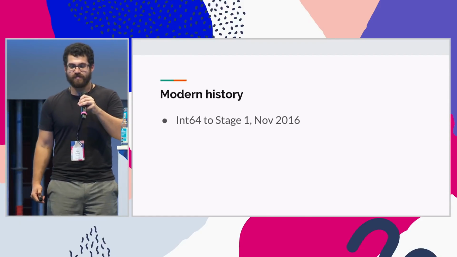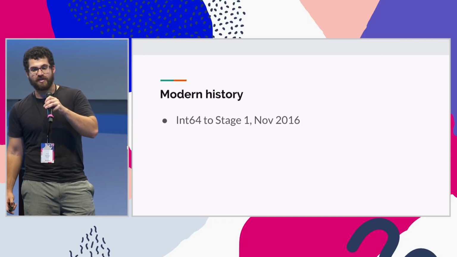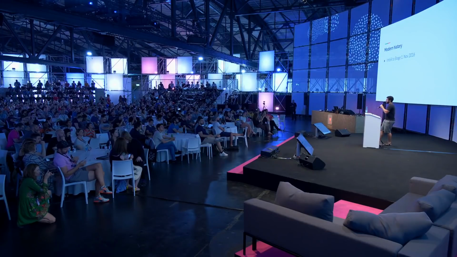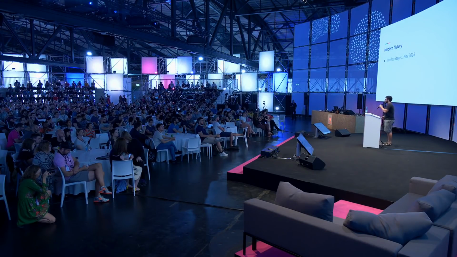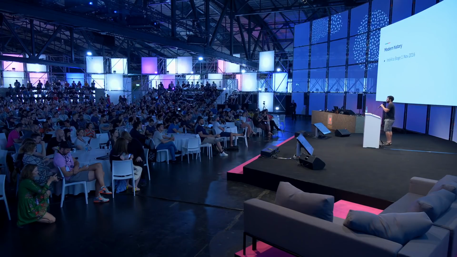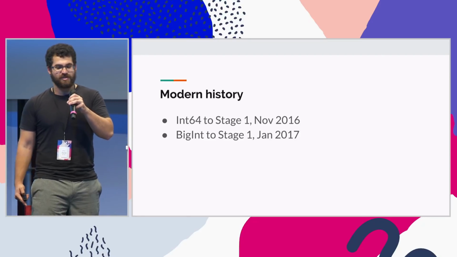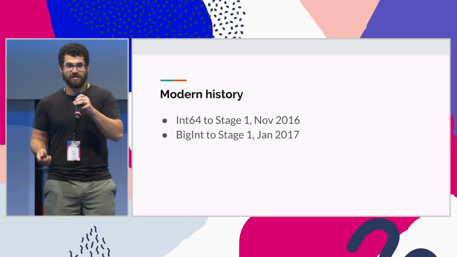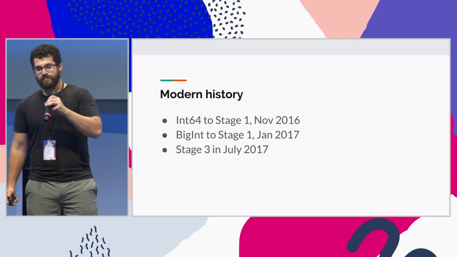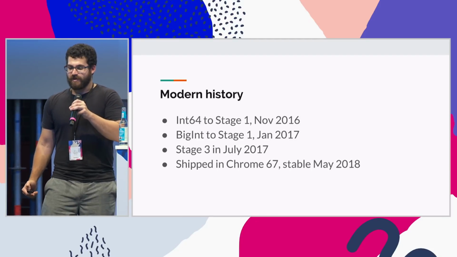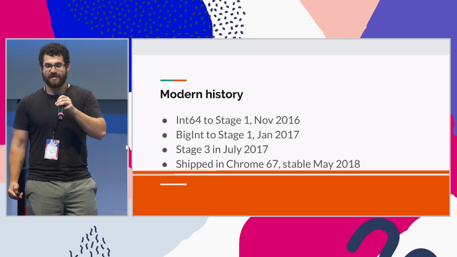But then recently, in November 2016, Brendan Eich proposed again to the committee that we do int64. Rather than coupling it to the whole value type package, int64 and unsigned int64 was proposed as a standalone proposal to just add this one new primitive type. By the following January, we settled on, actually, we want to do this as BigInt rather than int64. I'll talk about the reasons more in a bit. And then by that July, we got to stage 3 in the process. And now it's shipping in Chrome 67.